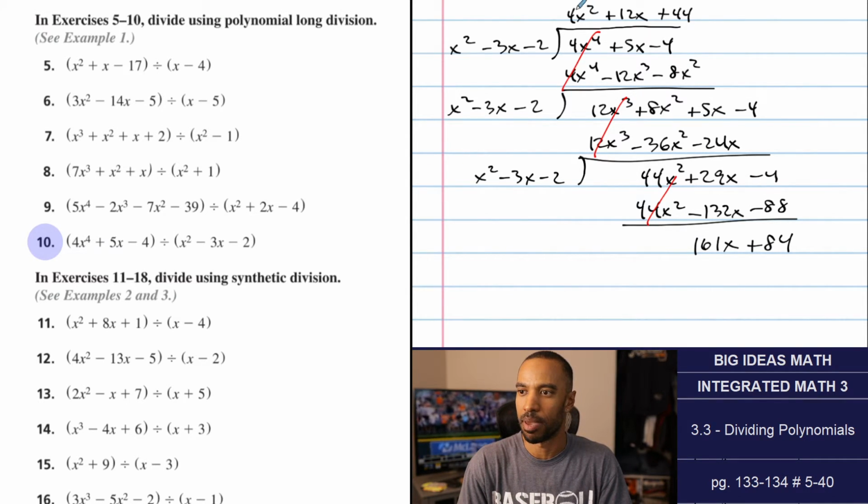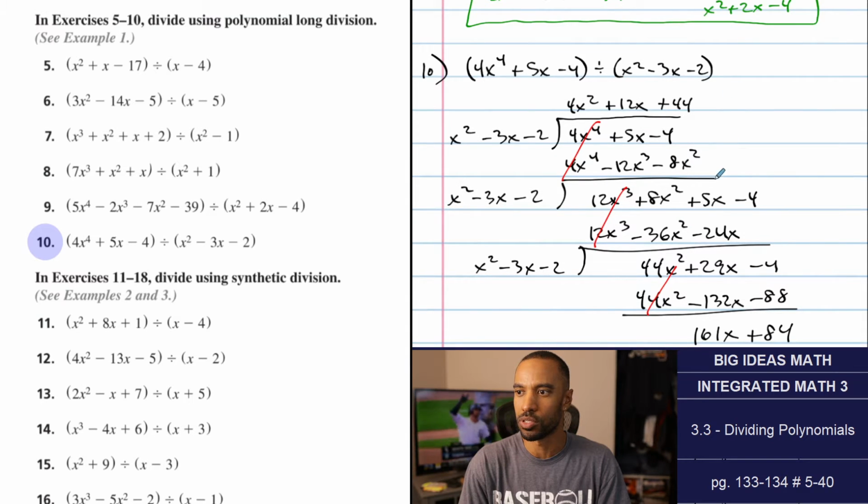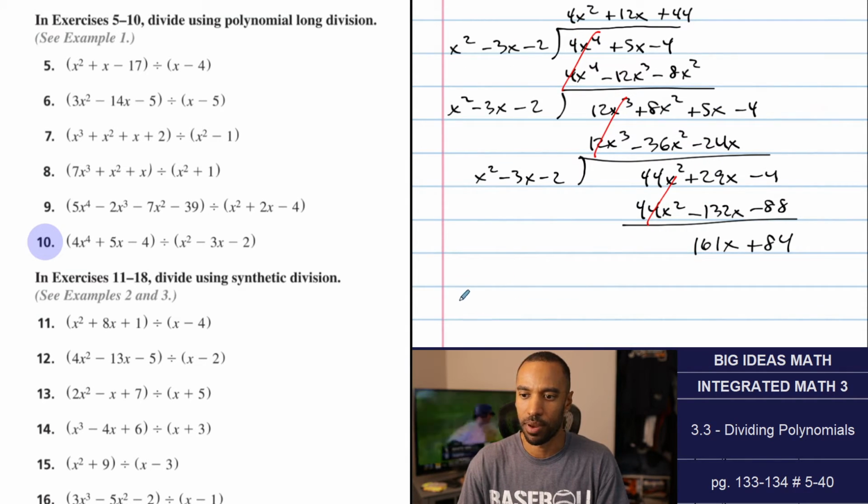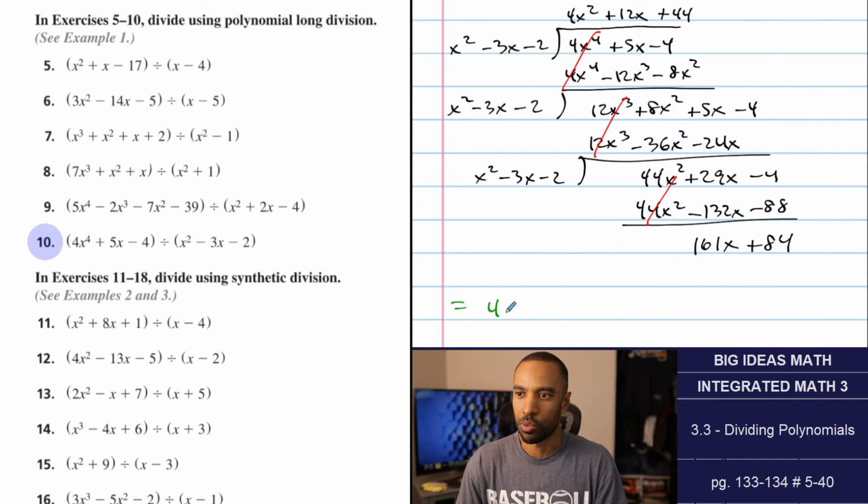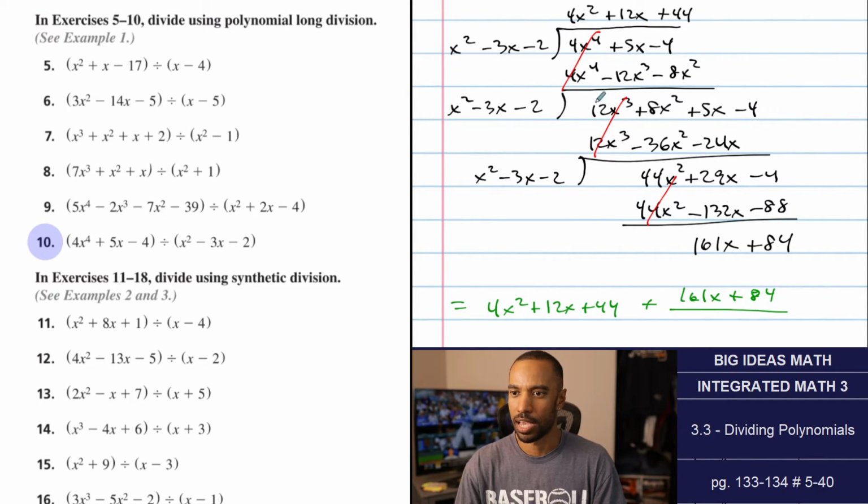So now we write that remainder with the quotient. So this all equals, I can't fit it up there. That's fine, write it down here. That divided by that equals 4x squared plus 12x plus 44. Plus 161x plus 84 over x squared minus 3x minus 2.